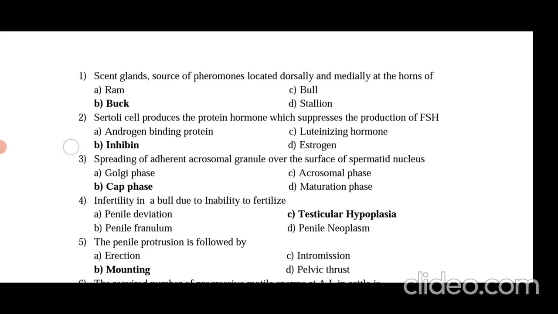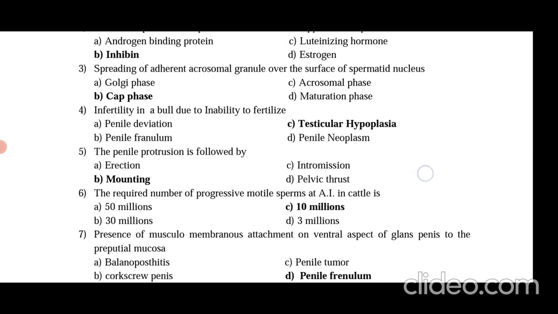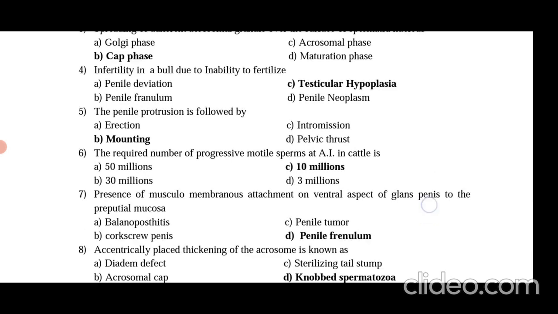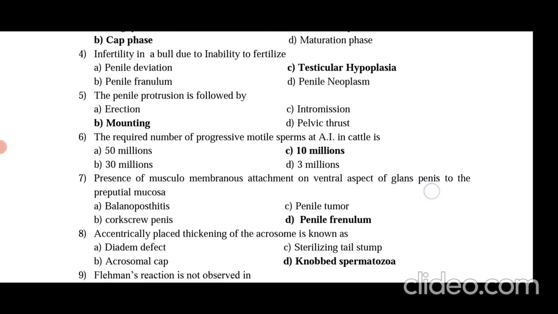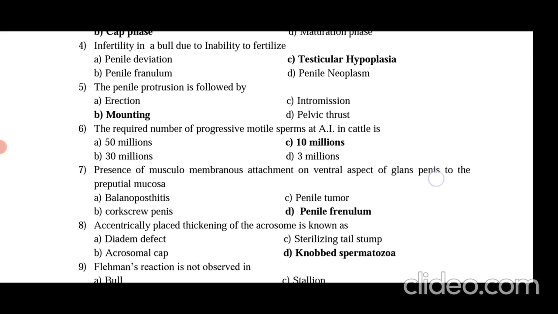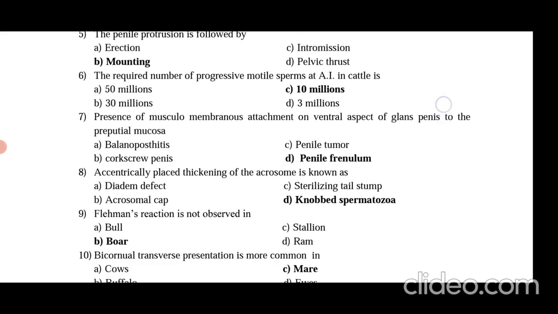The penile protrusion is followed by mounting. Required number of progressive motile sperms in AI in cattle is 10 million. Presence of musculomembranous attachment on ventral aspect of glans penis to the preputial mucosa is penile frenulum. Eccentrically placed thickening of acrosome is known as knobbed spermatozoa. Fleming's reaction is not observed in boar.